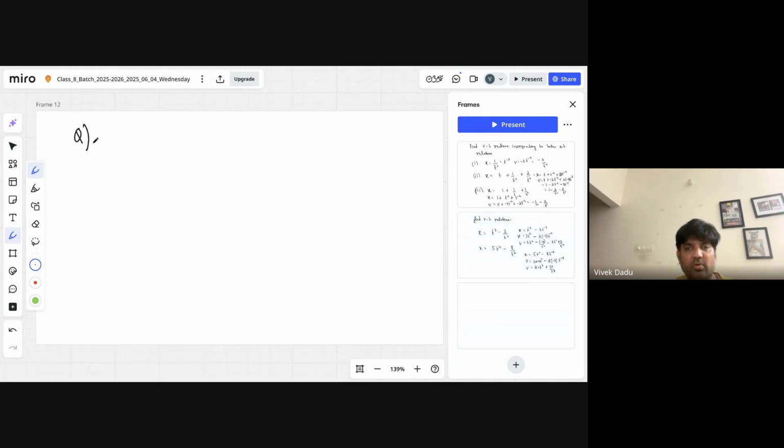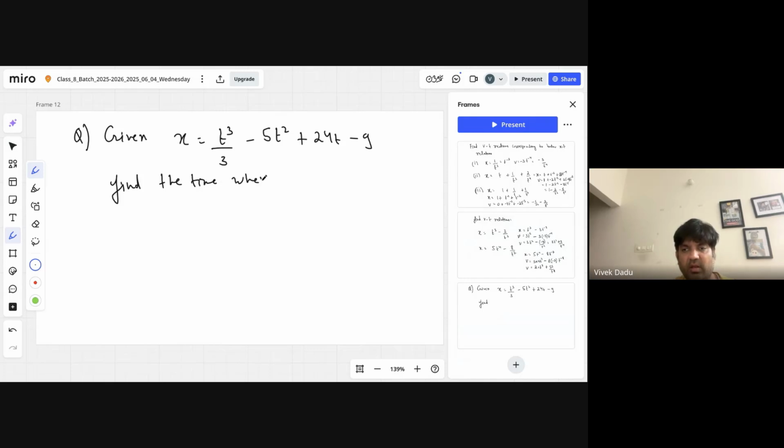Okay, do a question now. Given x equal to t cube by 3 minus 5t square plus 24t minus 9. Find the time when velocity becomes 0.